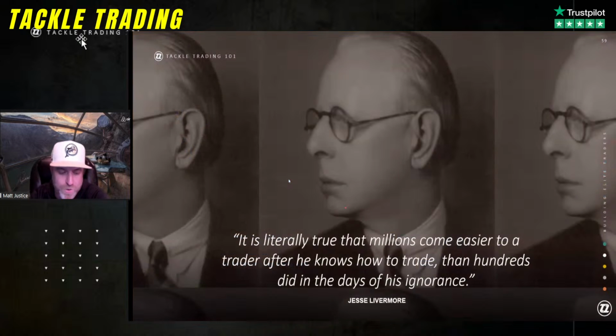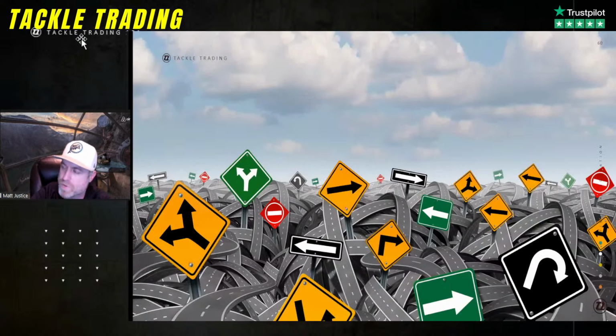One last quote from Jesse Livermore, and then we'll conclude with some final thoughts here. It is literally true that millions come easier to the trader after he knows how to trade than hundreds did in the days of his ignorance. You don't know what you don't know. That's my last thing I'll say. You don't know what you don't know.